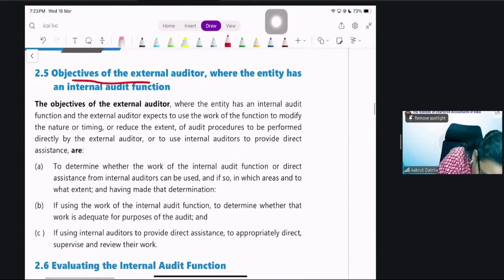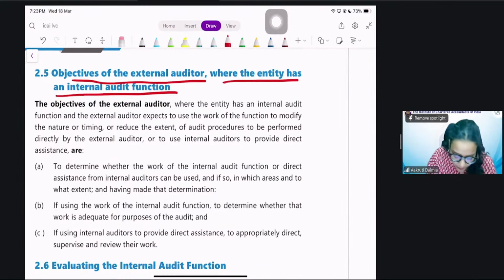Now, objectives of external auditor when the entity has an internal audit function. So will this SA be applicable if the company does not have an internal audit function? Will this SA be applicable if the company has no internal audit department or internal auditor at all? Will this SA be applicable? Of course not. Okay. So this SA will not be applicable if there's no such thing.